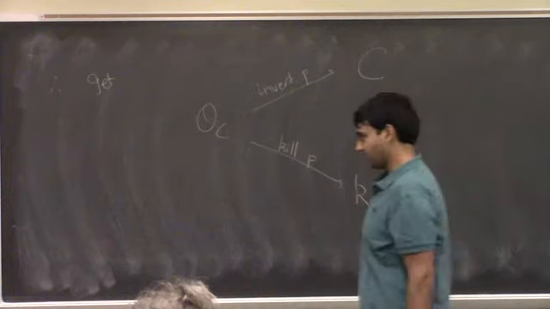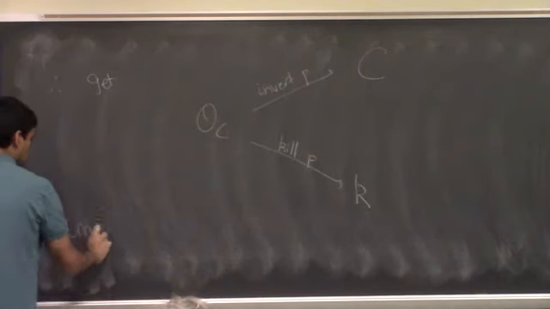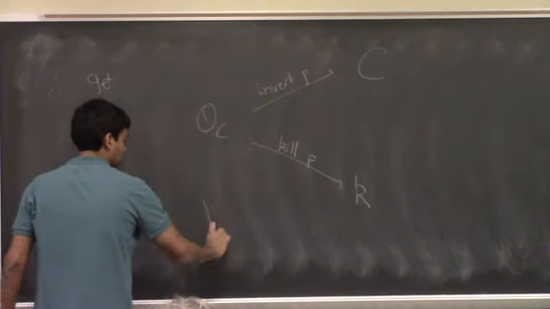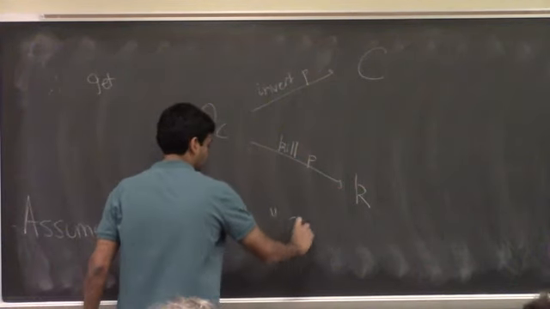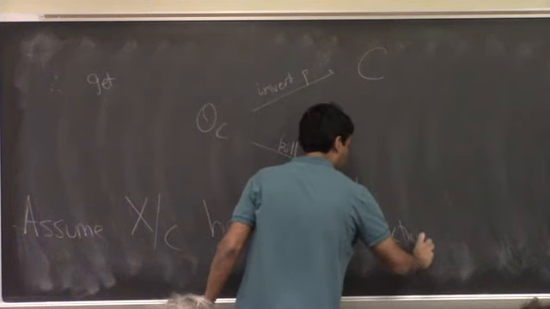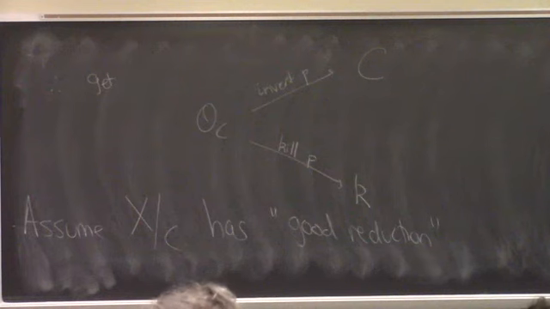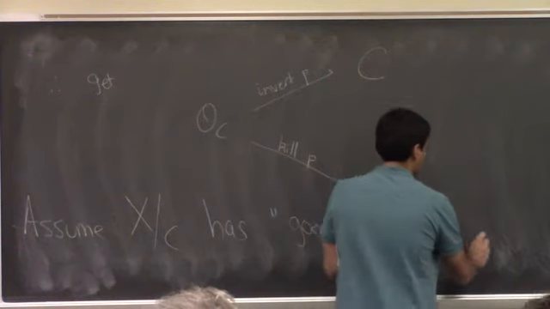Okay, so the technically correct way of saying that is the following. Assume X over C has what is called good reduction. Roughly what this means is, for example, if you think in terms of algebra, good reduction over OC, yeah.